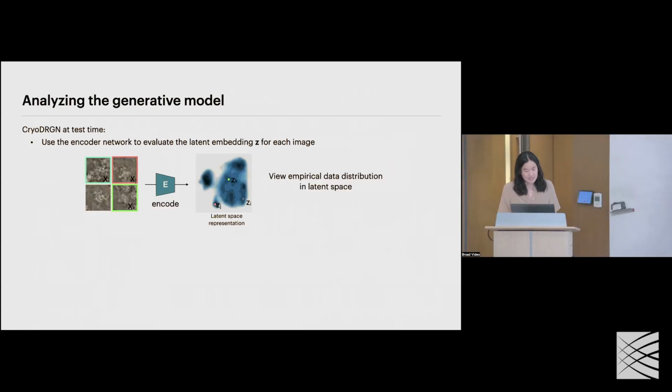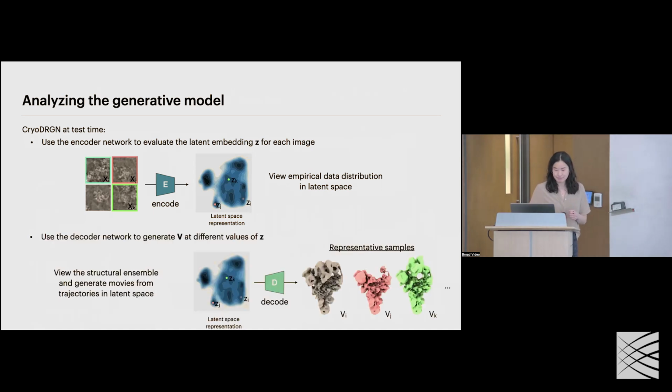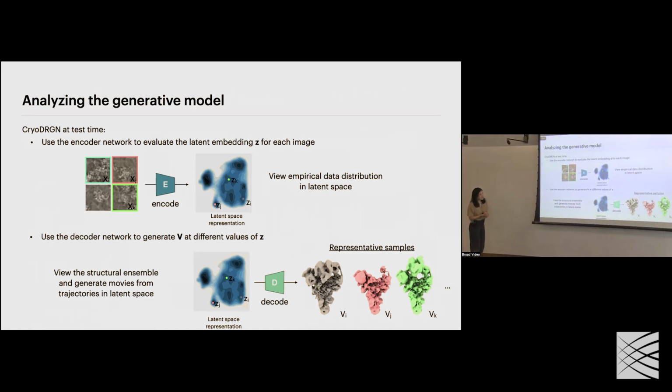Okay. So at test time, we have this encoder and decoder. And again, Rish already went through this, but given a set of images, we can encode them into this low-dimensional latent space and directly visualize that space, see if there's anything interesting. We can even learn about the clustering and this empirical data distribution. And we can use the decoder neural network to generate sample volumes at different values of our latent variable. So we can view representative samples.